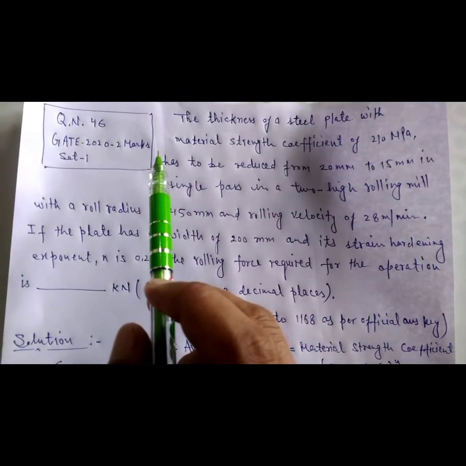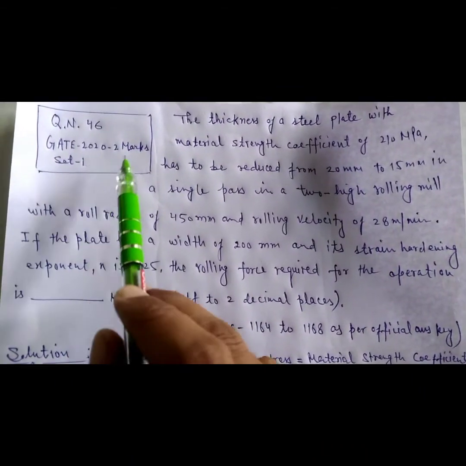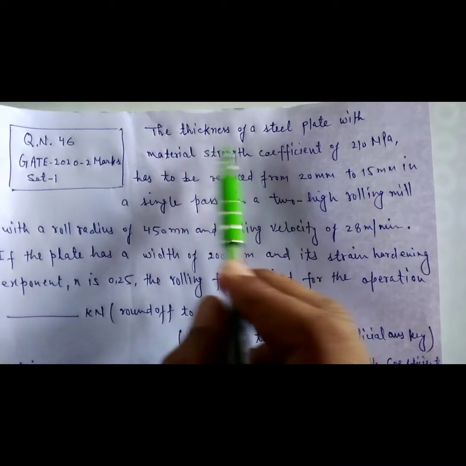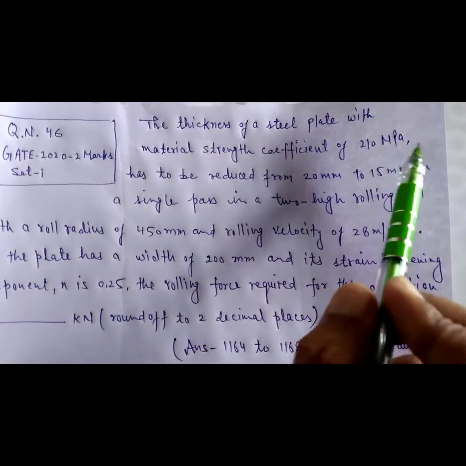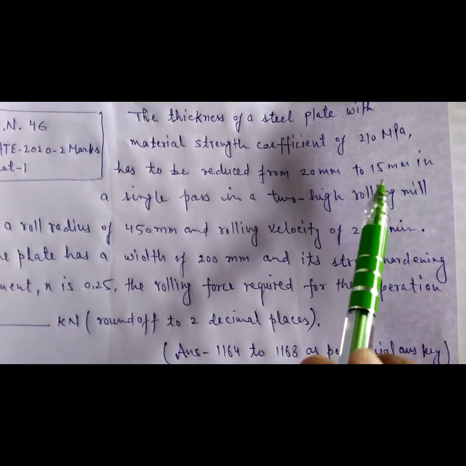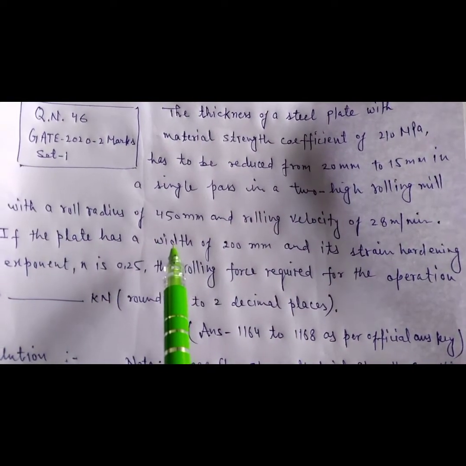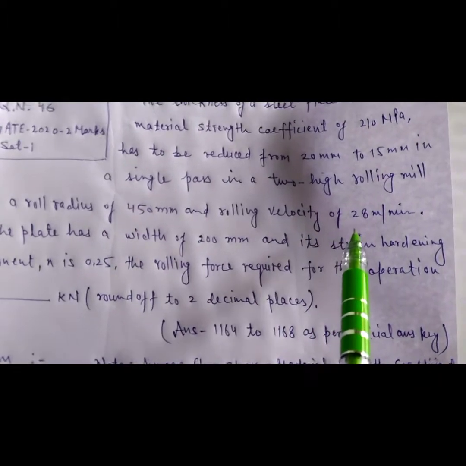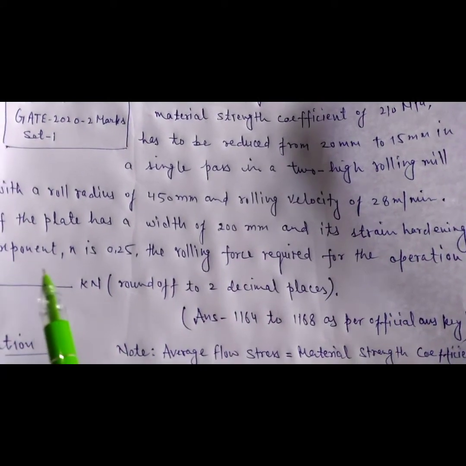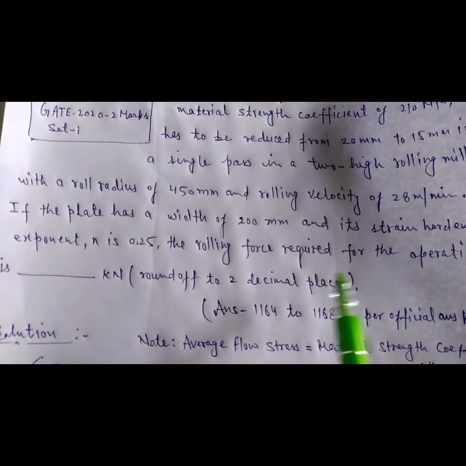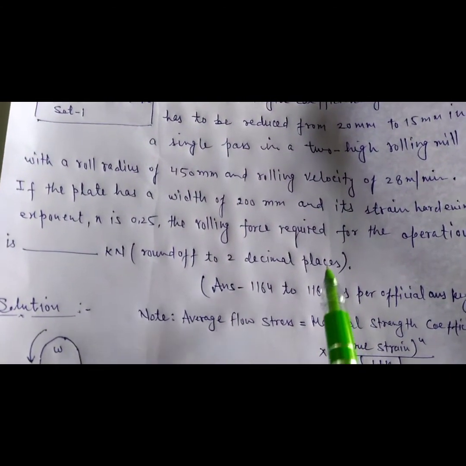Today I am going to discuss the solution of question number 46, which was asked in GATE 2020 for 2 marks. The question is: the thickness of a steel plate with material strength coefficient of 210 megapascal has to be reduced from 20 mm to 15 mm in a single pass in a two-high rolling mill with a roll radius of 450 mm and rolling velocity of 28 meter per minute. If the plate has a width of 200 mm and its strain hardening exponent n is 0.25, the rolling force required for the operation is dash kilonewton, rounded off to 2 decimal places.